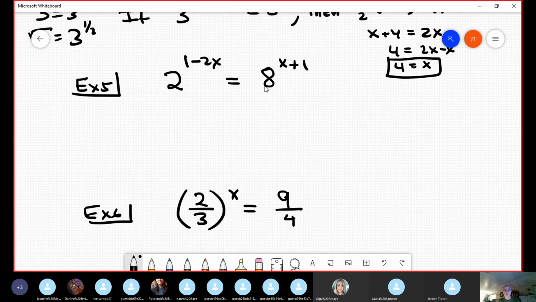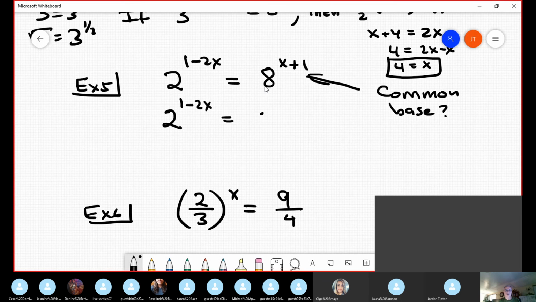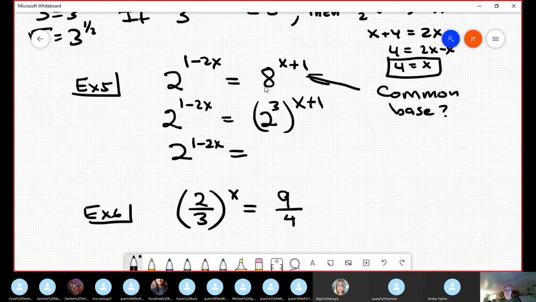Okay, what is the common base in the first one? 2, very well. This 2 to the 1 minus 2x is equal to the third power, which is 8, raised to the x plus 1. And you apply the rule of the exponent, no? So 2 to the 3 times x plus 1. Okay, I put the parenthesis because this 3 multiplies the whole thing.